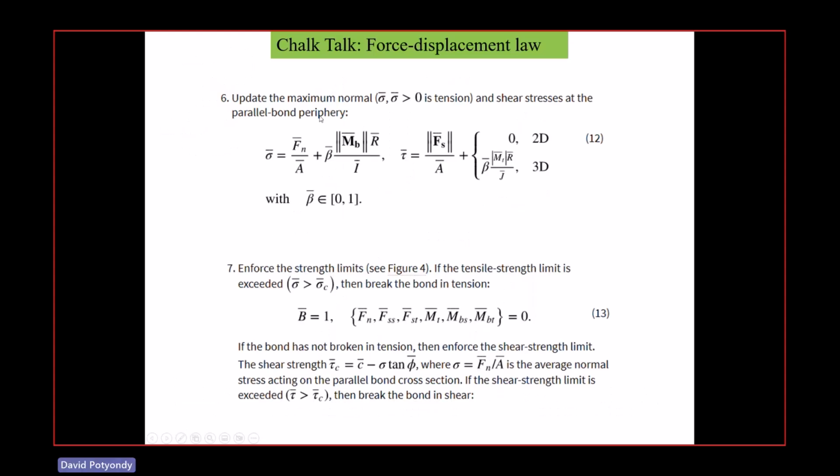This is again looking at that maximum outer fiber stress on the periphery of the bond. That's where this equation comes from. Force, normal force, axial force over area. This is the bending moment that's applied between the two things. This is the radius of the bond. This is the moment of inertia of a circular cross section, and a similar thing for the shear stuff going on.